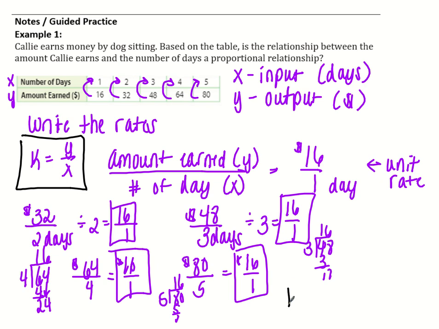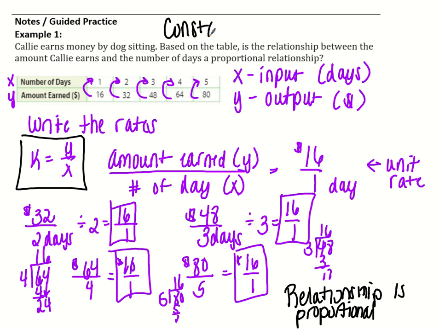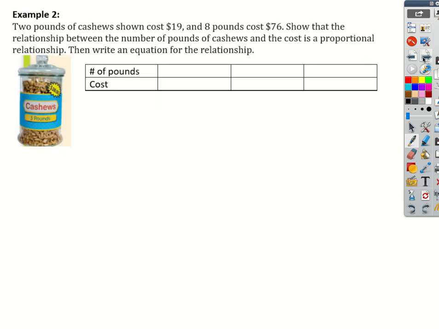Let's write it. Relationship is proportional. And then, gosh dang, I didn't mean to have this much space taken up. Let's write it up here. Constant rate is $16 per 1 day of work. Okay? So again, we want to take the y over x. I can't emphasize enough that we're taking our y over x to identify what that unit rate is. Okay? Now Mrs. Cervantes is going to cover the next one that is with a blank table.